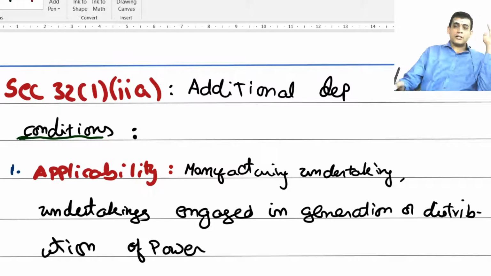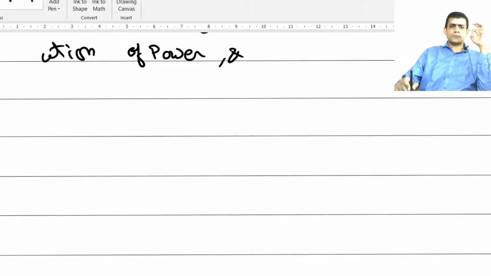That means not only one condition, you are supposed to satisfy the other conditions also. That is the reason we are using the word and. That means the first condition is what? You should be someone doing manufacture, or someone engaged in generation or distribution of electricity. Then you need to go to the second condition. What does the second condition say? The second condition says that you should acquire. Acquisition of an eligible asset.